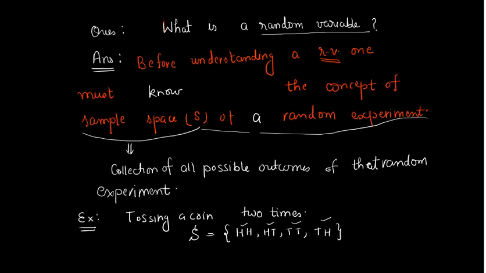For example, if you toss a coin 2 times, what are the 4 possible outcomes of this experiment? Head, head, where you get heads in both tosses, or head, tail, or tail, tail, or tail, head. These are the four possible outcomes, and if you put them in a set, it will constitute the sample space of this random experiment.